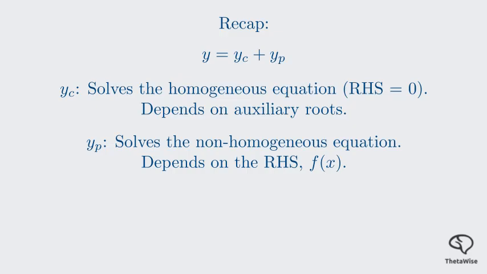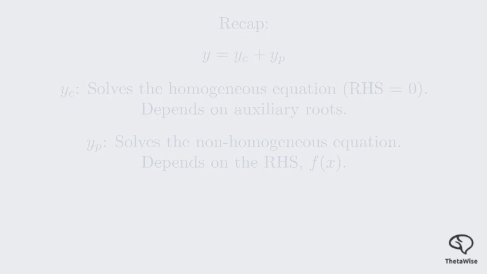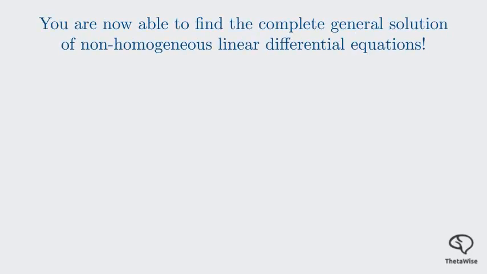Don't forget the final step. If you're given initial conditions, use them to find the unique particular solution by solving for the constants in your complementary function. Remember to speak slowly and be confident in your calculations. Taking your time, checking your work, and understanding why each step is taken will lead to success. Now you are able to find the complete general solution of non-homogeneous linear differential equations.